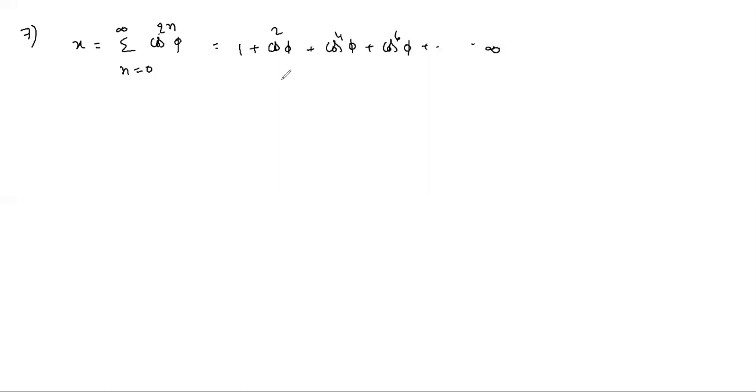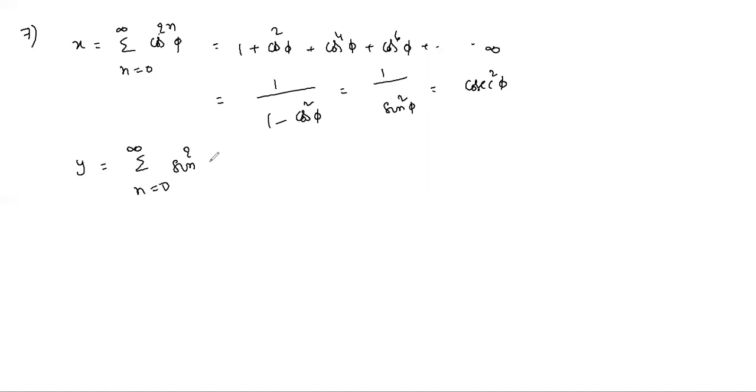Now what about this sequence? Is it in AP or GP? GP, and infinite terms: a by 1 minus r. 1 minus cos square phi is sin square phi, and 1 by sin square is nothing but cosecant square. The same pattern if you write the second one, sigma n equal to 0 to infinity, sin power 2n phi. Same, 1 minus sin square phi is cos square phi, and 1 by cos square phi is secant square phi.